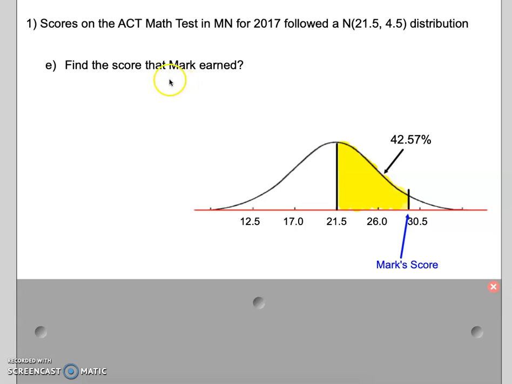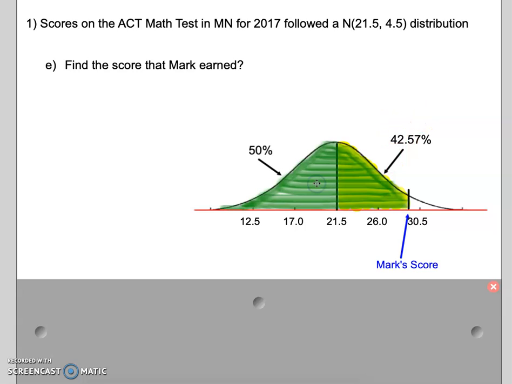Okay, final student, Mark. Mark scored so that this picture down right here represents where his score is. Pause the video for a second, see if you can figure out how to calculate Mark's score. I'm given a percent, and I'm looking for a score, so I'm going to do inverse normal. First thing I need is the percentile. Tricky because a lot of kids think, hey, here's the percent of kids that Mark beat, when in reality, he actually beat all of those kids.